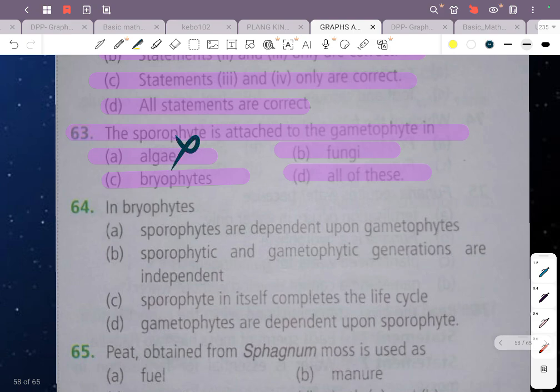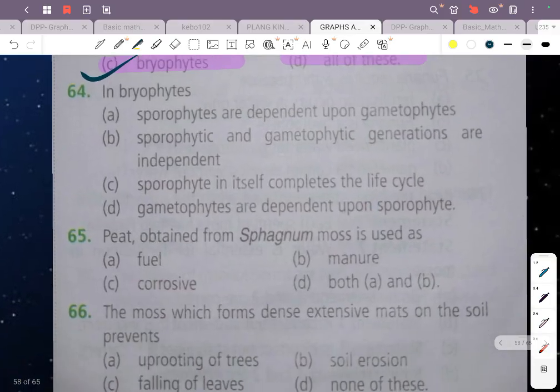Then we have fungus, where we don't study any concept of alternation of generation as such. There's no sporophyte, gametophyte, none of that, right, because alternation of generation is a defining feature of the plant kingdom. Okay? And with that we're only left with one option which is bryophyte, right? In bryophytes, the sporophyte is attached to the gametophyte. It's either partially parasitic on the gametophyte or completely parasitic on the gametophyte. I hope that makes sense.